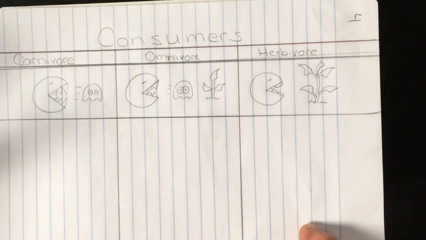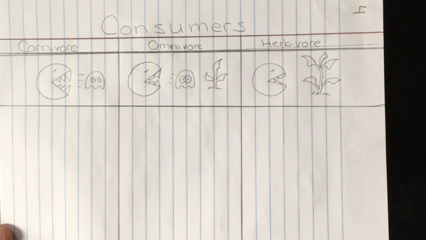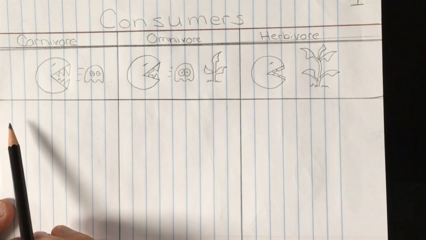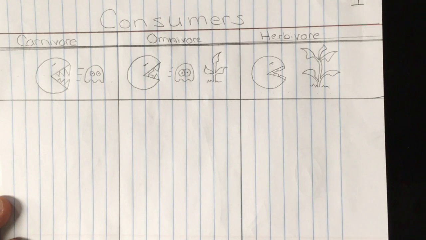Now, the next part is you. You need to go onto the internet and you need to research different types of carnivores, omnivores, and herbivores. And I want you to write down what the name is specifically and what it is that they eat. That may be a little difficult, okay? But I think that you can probably find some good examples.